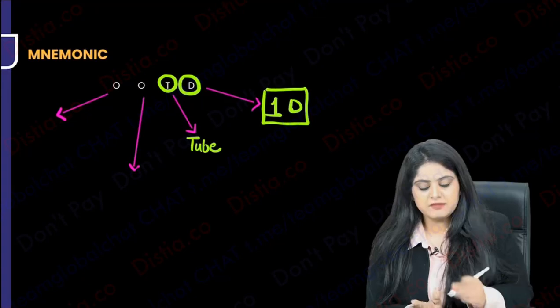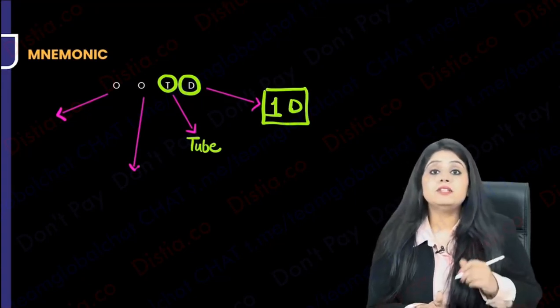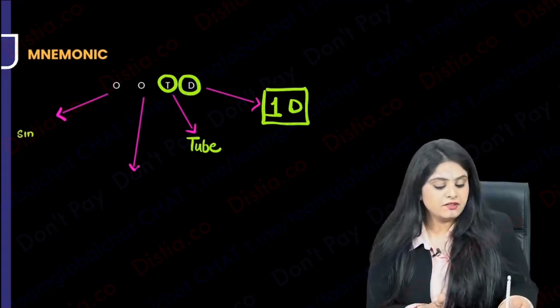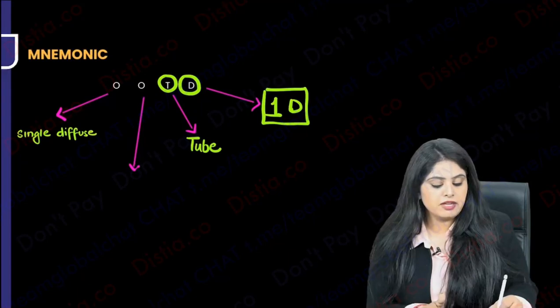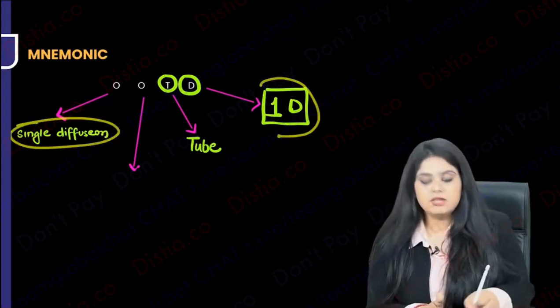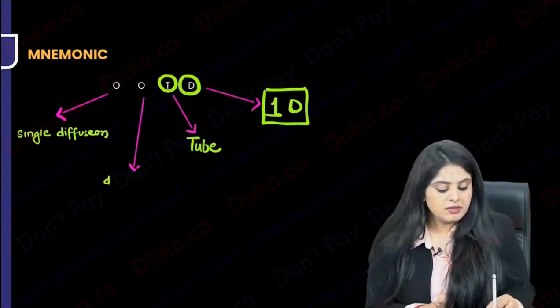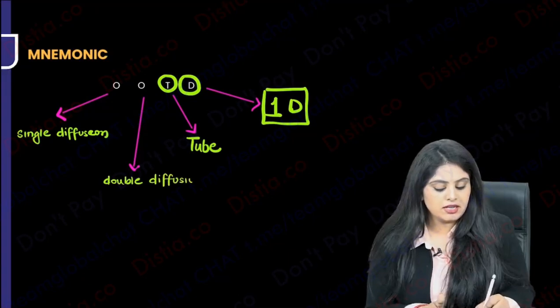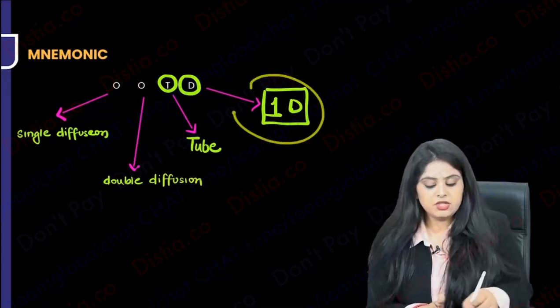You are doing the test in one dimension. Now you can play with the diffusion. Either you're going to have a single diffusion in one dimension, or you're going to play with the test where there is going to be double diffusion in one dimension. So, simple, one dimension is fixed.